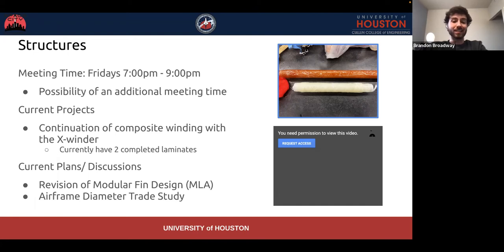In this next meeting, we're going to talk about possible revision of the modular fin design that was previously known as the MLA. Obviously, we learned a lot about the manufacturing of stuff like this with Zenith. So we're hoping to bring a lot of that knowledge and make a better modular design for that. And of course, as everyone is doing, the airframe diameter trade study.